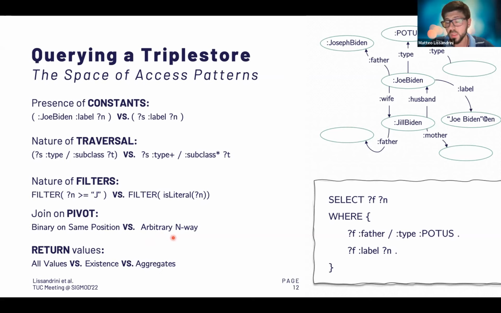And of course, what we are going to return is also important for us. Either we are returning every answer to our pattern, or we are returning only information about whether this pattern is satisfied or exists. We may exploit different data representations to answer one or the other.